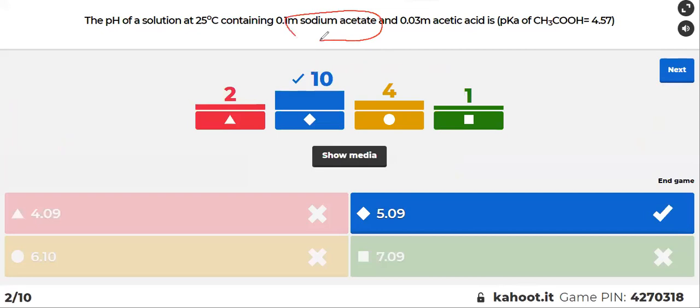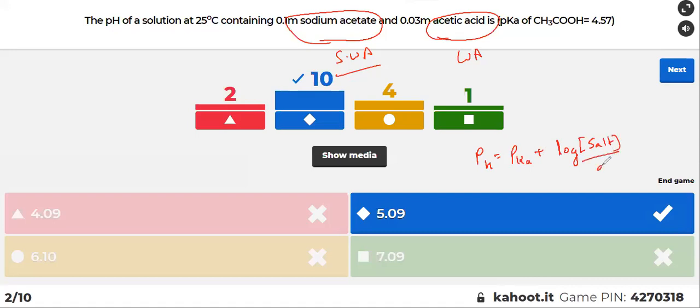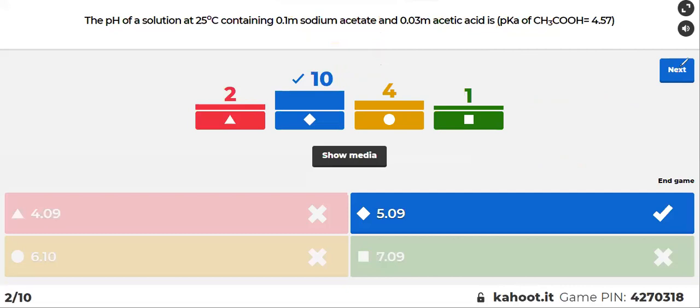So see, sodium acetate and acetic acid: weak acid and salt of weak acid. Tell me what it is. Message in the chat box. Buffer. What is the formula of buffer? pH is equal to pK plus log salt by acid. Yes or no? So pH is equal to pKa, which is 4.57, plus log salt by acid, which is 0.1 divided by 0.3. Right, everyone? So can you calculate? Yes? Okay everyone. Next.